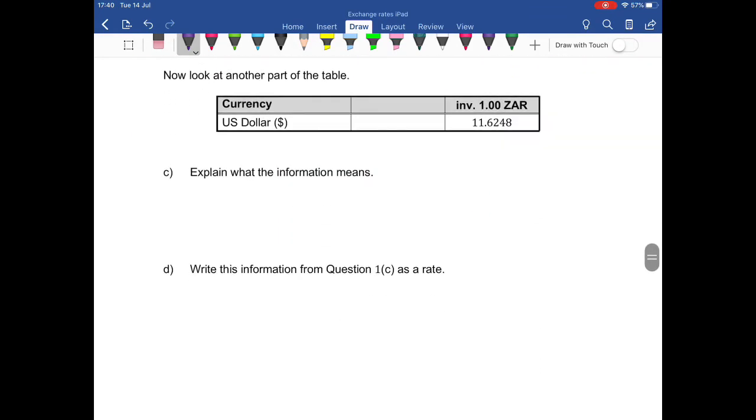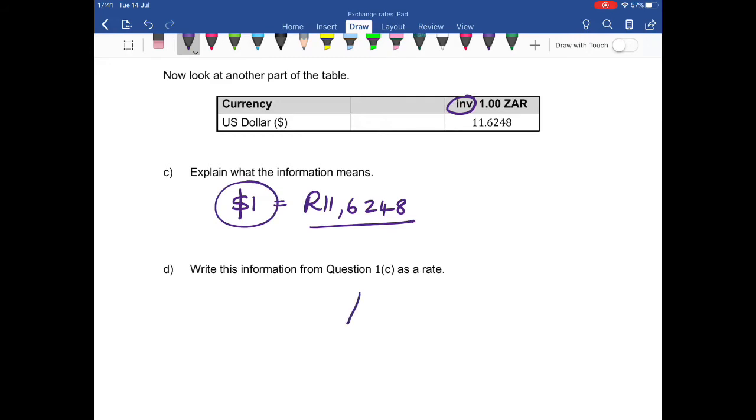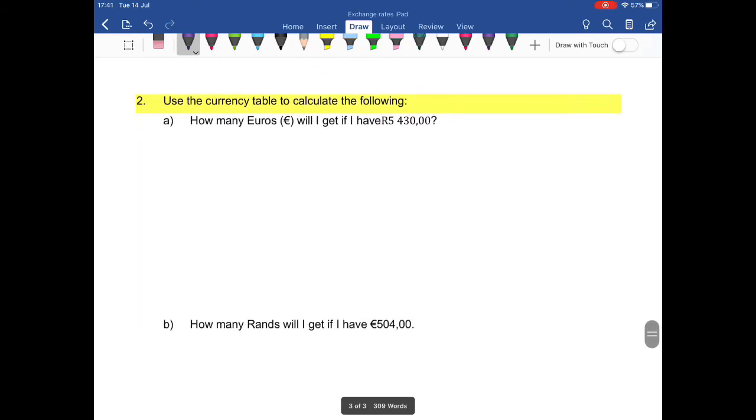Now, if we look at it from the other perspective, this INV means that I have $1. So $1 is going to cost me 11.6248 rand. So for every dollar I buy, I'm going to pay 11.6248 rand. So again, write it as a rate: per $1, it is going to be 11.6248. And that is also known as your inverse.